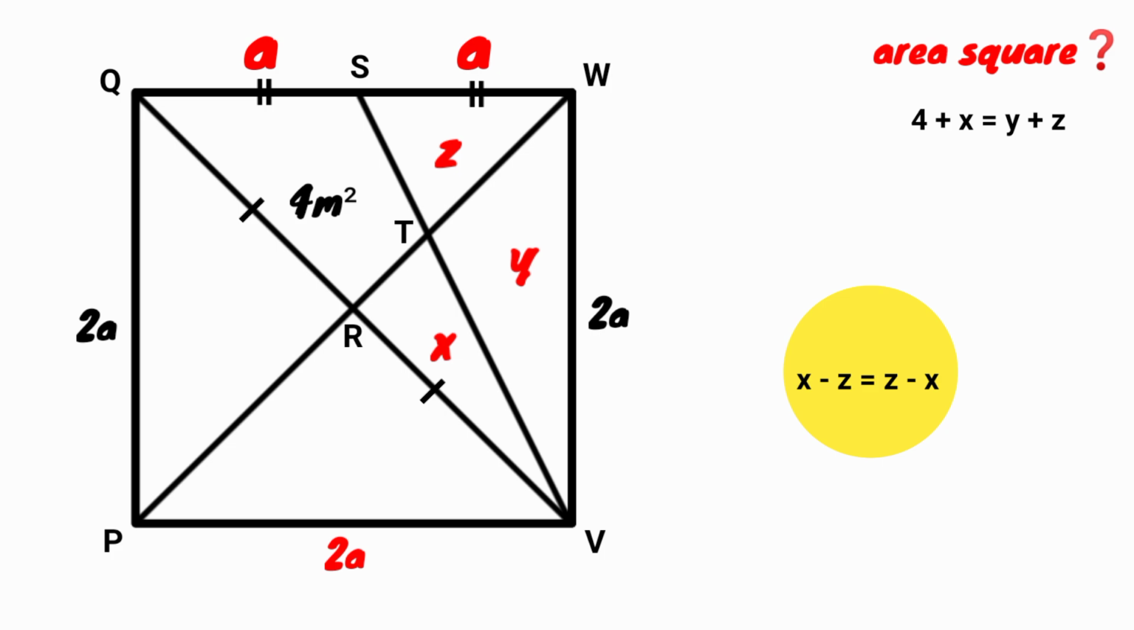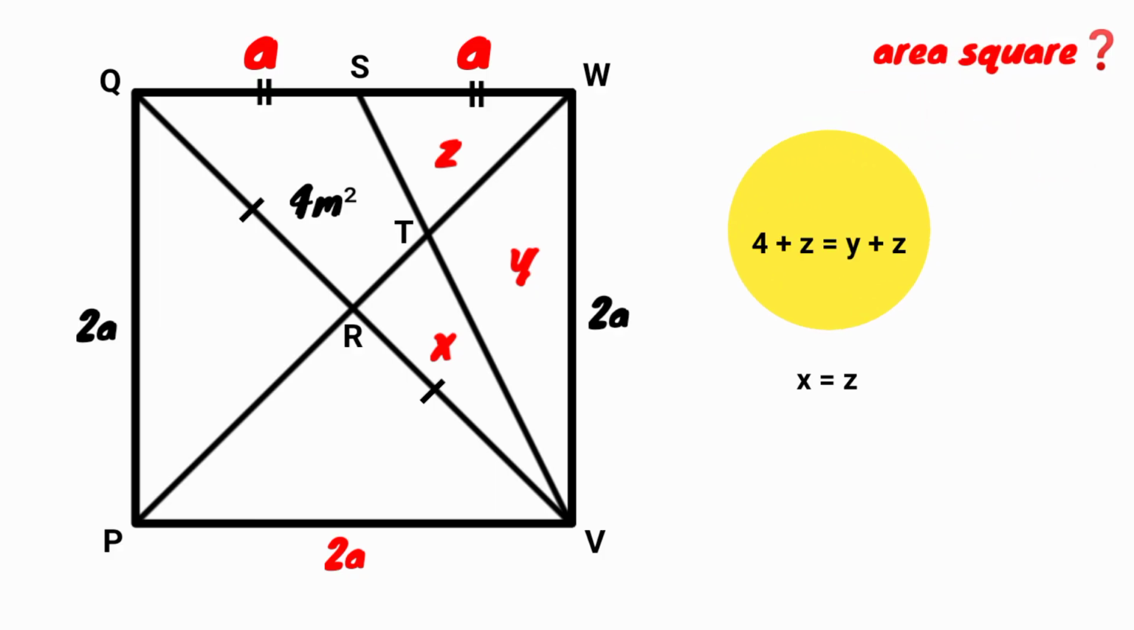Take minus z to the right and minus x to the left. x plus x is 2x and z plus z is 2z. This 2 cancels this 2. So x equal to z. Here replace x with z. So 4 plus z equal to y plus z. This z cancels this z. That is 4 equal to y. And we say y equal to 4.